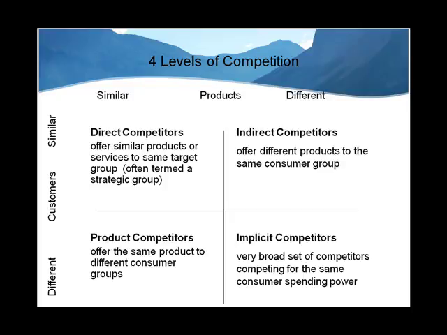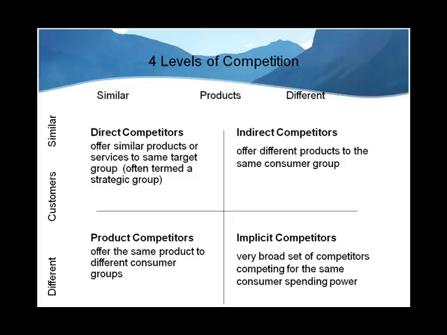And then you've got your different customers and different products, where you have implicit competitors. You look at a wide range of organizations as competitors, but also at a different range of spending power. So you don't just look at your budget market, you don't just look at your luxury market, you don't just look at your retirees or your singles. You target a wide range of people there, and with this you can obviously do diversification as well.